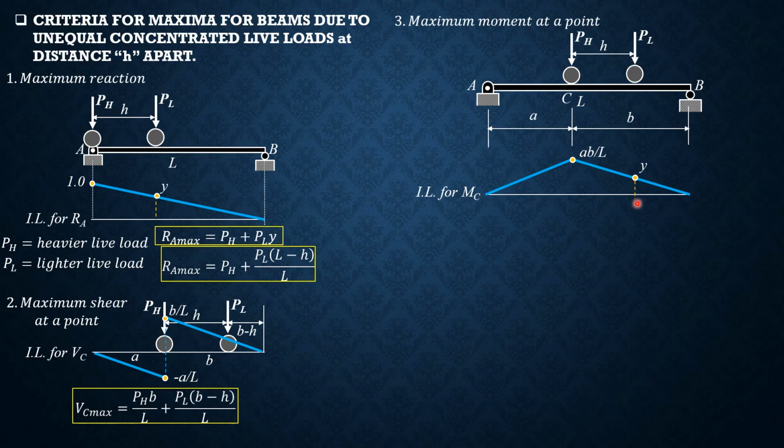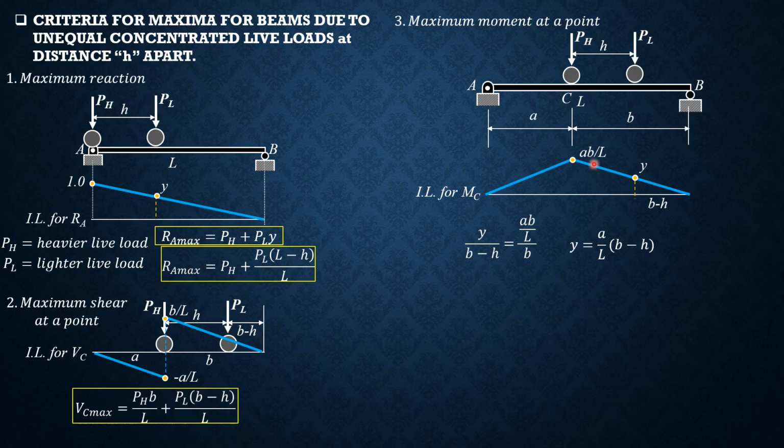So if we base it from the influence line, I'll call that Y, and remember this is B minus H. So Y over B minus H equals AB over L over B. So A over L, therefore Y is B minus H times A over L.